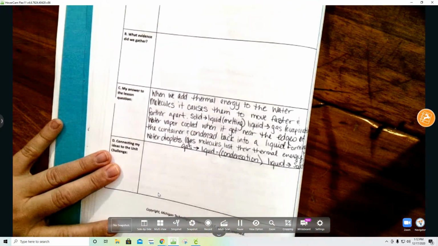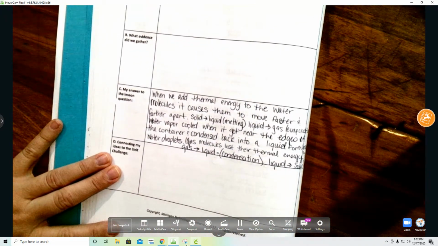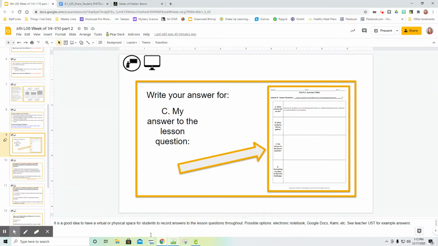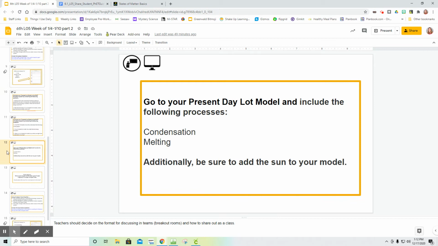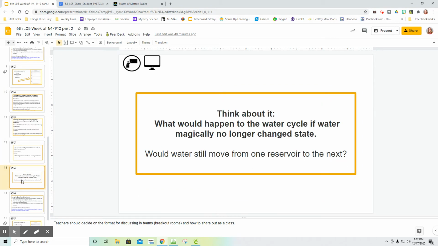Okay. So it's asking us to connect our ideas to the unit challenge. Before we do, I want you thinking about what would happen to the water cycle if water no longer could change state. If something happened, water could no longer change state, what would happen? Would water still move from one reservoir to the next? Well, the answer is no.